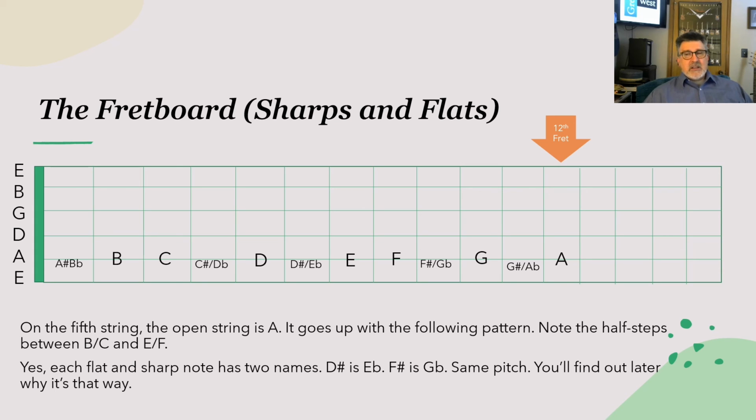E to F is a natural half step, so that would be right next to each other on the 7th and 8th fret. 9th fret is F sharp or G flat. 10th is G and G sharp or A flat on the 11th. At the 12th fret, we get up to the octave of the A string. So each flat and sharp, remember, has 2 names. D sharp is E flat, F sharp is G flat. It's the same pitch. You'll soon find out when we get into doing scales and key signatures why they're that way.